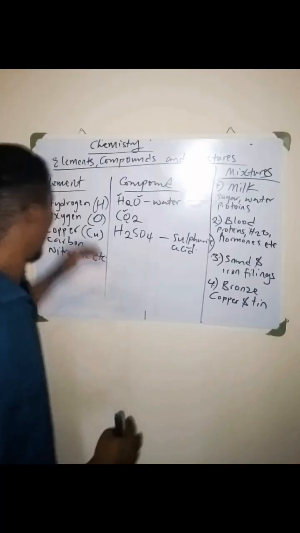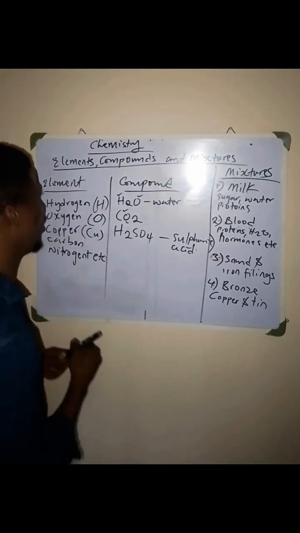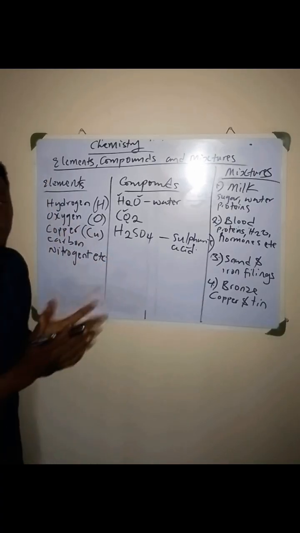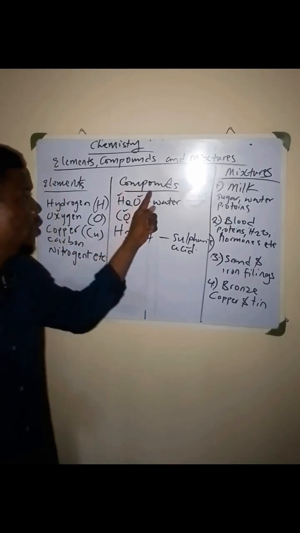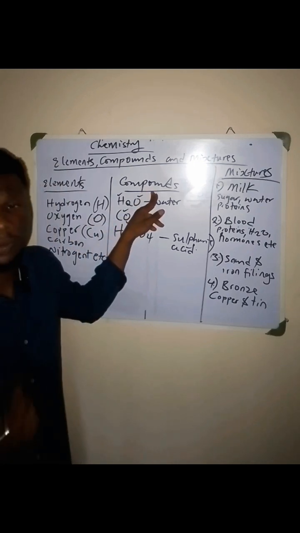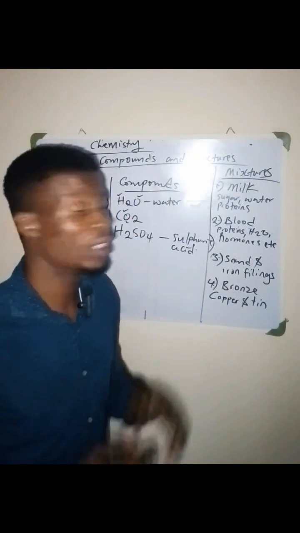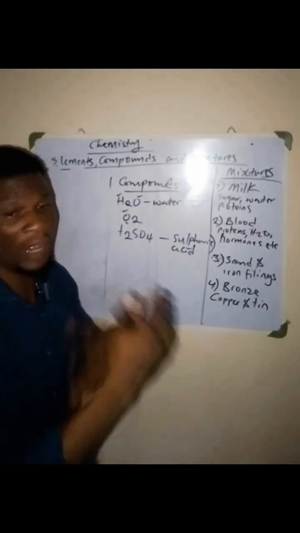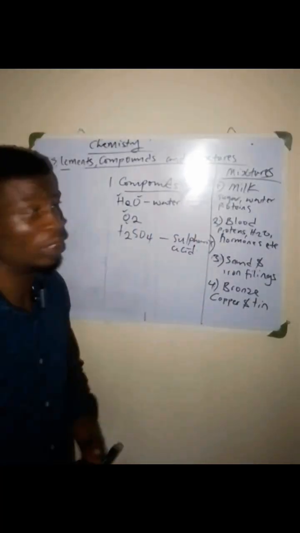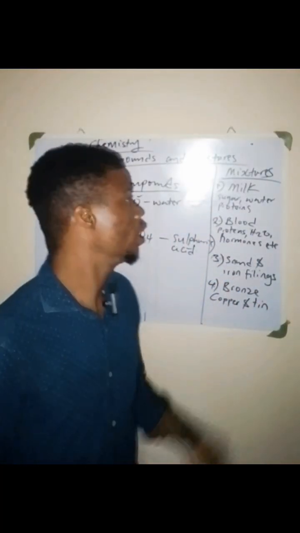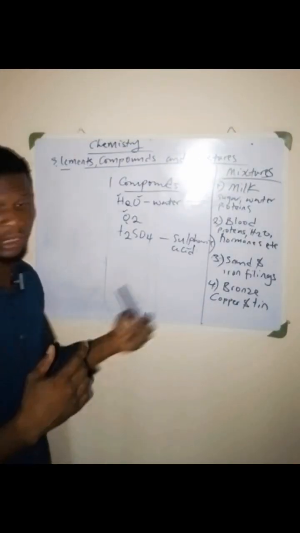Now we have seen the difference between elements, compounds, and mixtures. Elements are made up of single atoms and cannot be split further into simpler substances. Compounds are made up of two or more substances or elements that are chemically combined and cannot be separated by physical means. Chemical reactions can be used to separate compounds. But in mixtures, there are different physical processes that can be used to separate mixtures of different substances.